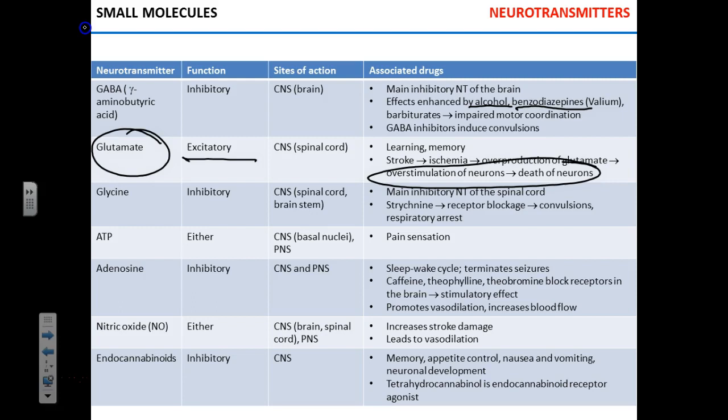Glycine is the major inhibitory neurotransmitter in the spinal cord. Have you heard about the chemical called strychnine? What is it used for? Generally. No. I mean, I can imagine using it for a heart attack, but that would be sort of a terminal decision.